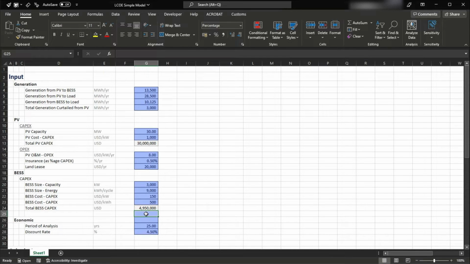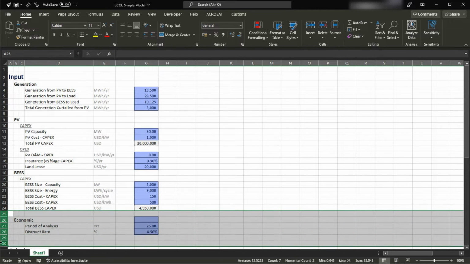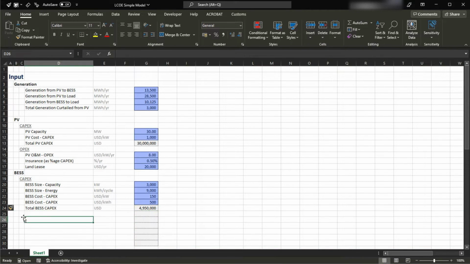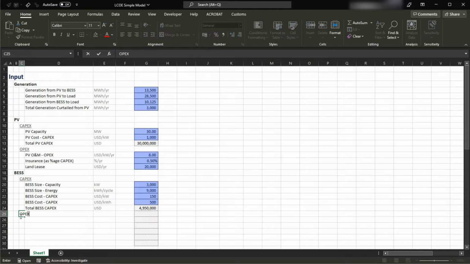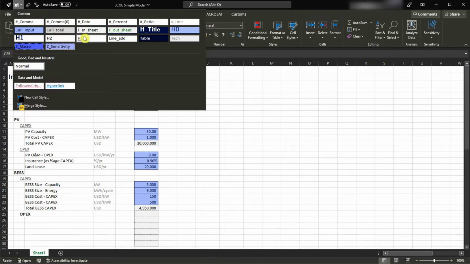$4,950,000 for the total system. So this is the BESS system. Let me now fix this because this is heading 3. We're gonna add a few more columns in here because now we need the opex, right? So let me, Control Z, Control Z, H3.